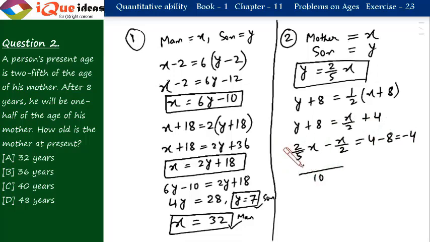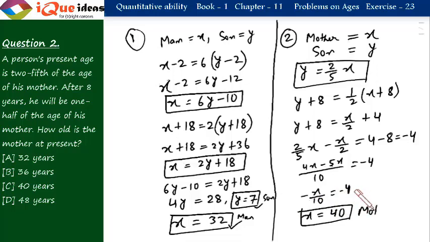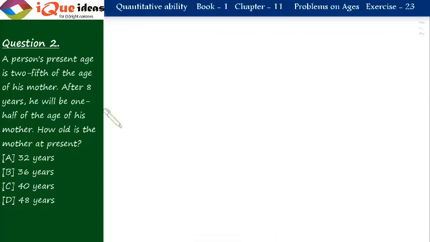Now 2 by 5 x minus x by 2, if we simplify, LCM is 10, we get 4x minus 5x. That is equal to minus 4. So we have minus x upon 10 is equal to minus 4, and from here the minus signs cancel, x is equal to 40. Now x we had assumed to be the age of the mother. The question is asking how old the mother is at present. So the present age of the mother is 40 years. The answer of the question is 40.